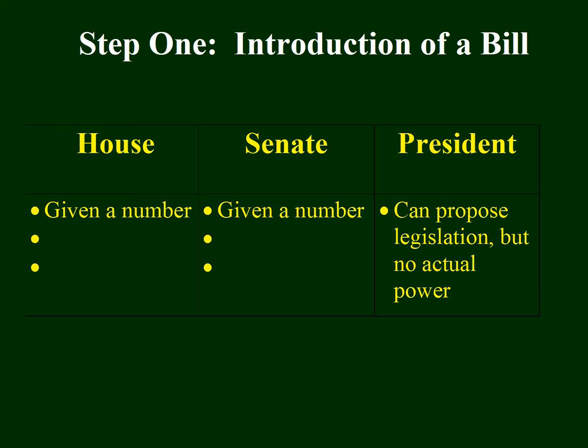Alright, so I'd like to go back to that chart now, and what we're going to see is what happens in the first step when it comes to lawmaking, and that's the introduction of a bill. First of all, in the House and the Senate, a bill is given a number when it's introduced. The President can propose legislation when it comes to lawmaking, but the President has no actual power to introduce a bill on the floor of either the House or the Senate.